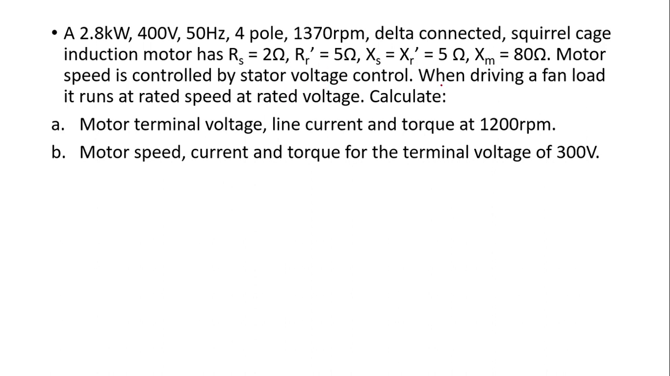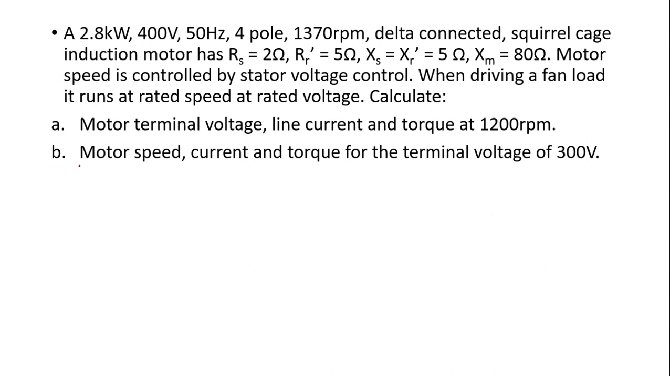Now, it is also mentioned that when you are driving a fan load, it runs at a rated speed at rated voltage. You have two sections. You have to calculate the motor terminal voltage, line current, and torque at 1200 rpm, and you also have to find the motor speed, current, and torque for the terminal voltage of 300 volt. First we can find out certain parameters from the rated conditions, and then we can start the calculations for the A bit and the B bit.